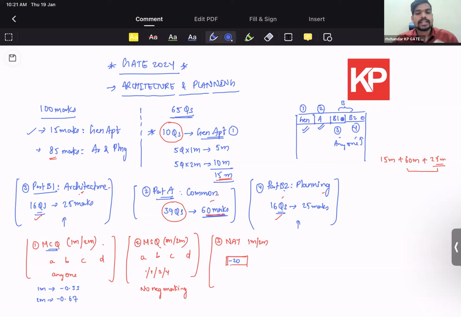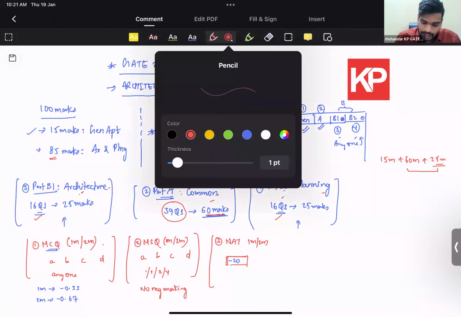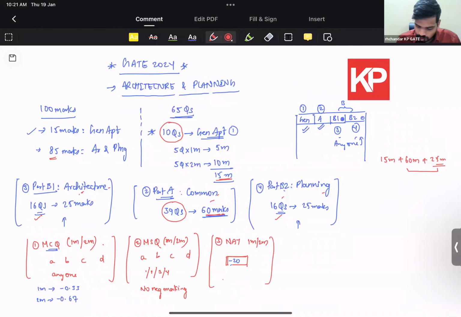So a NAT question is where you have 0 to 9 digits along with the negative sign and the decimal point. So answers can be 0.63. You need not write plus if it is a positive answer. Only if it is a negative answer, you need to type in the minus sign also. So that is with respect to NAT questions, or numerical answer type questions. And these questions also have no negative marking. There's no negative marking even for these NAT questions.